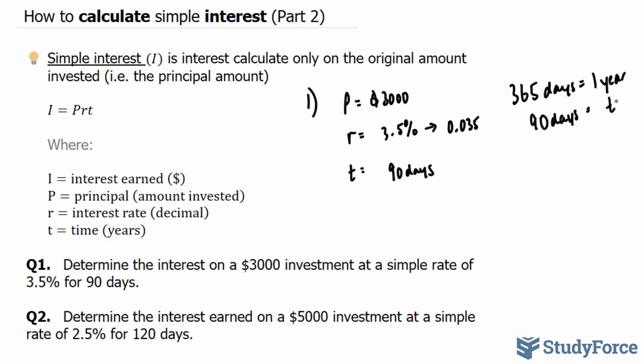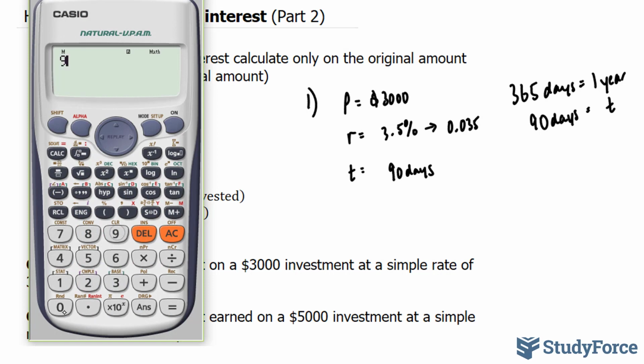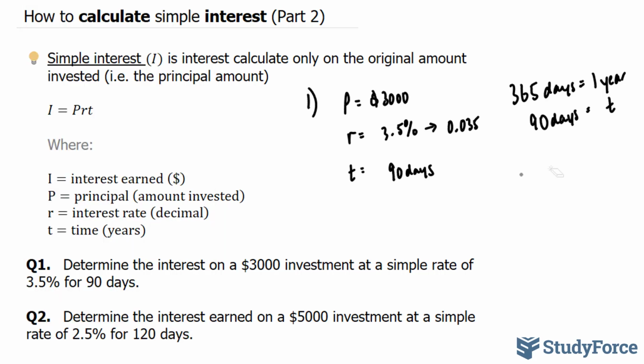So to find out our equivalent time t in years, we have a simple ratio problem here. 90 times 1, which is 90, equals t times 365, which is 365t. So we divide 90 by 365. And this gives us approximately 0.2465. So t is equal to 0.2465. And so I will cross that out and use this in years.